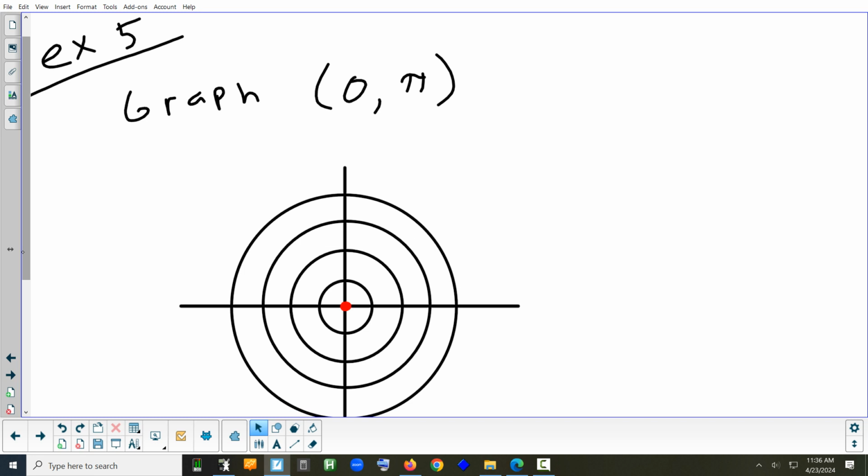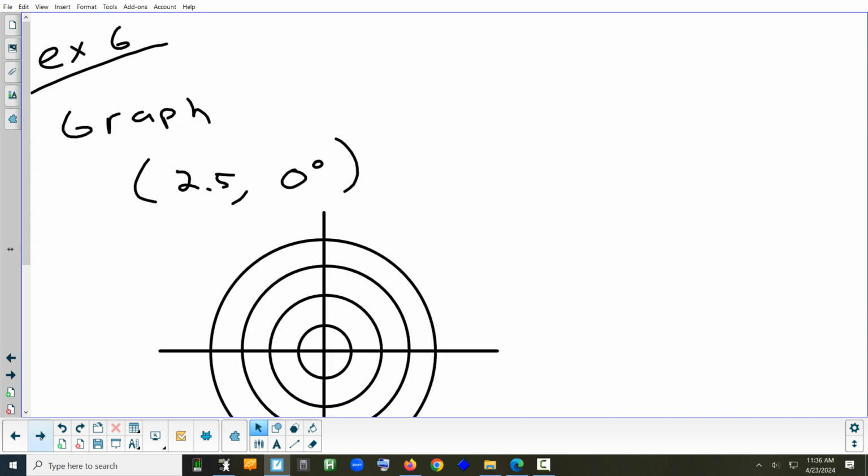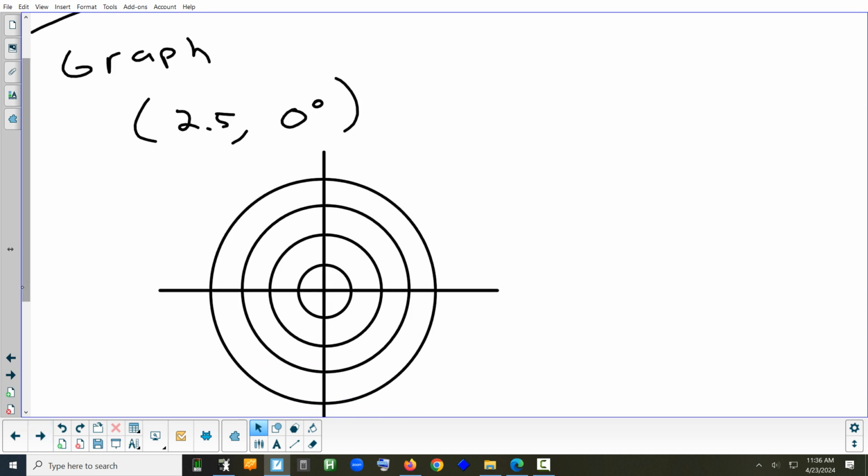So 0, pi, it stays right at the origin. How about 2.5, 0? Still has a 0. Is it going to be at the origin? No. Where's that going to be? At 2.5, it's going to stay on the line, right? It's going to stay on the polar axis. In this case, it's 2.5 units to the right, and there's no rotation.